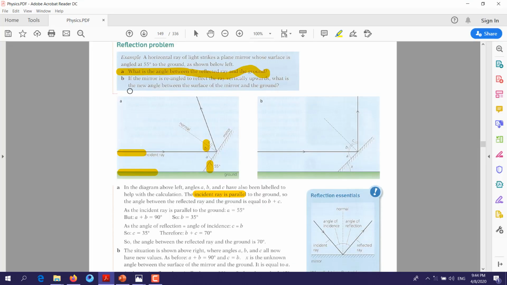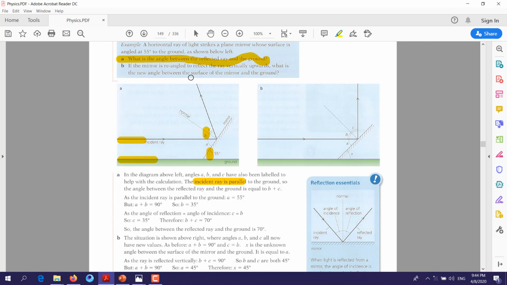If the mirror is re-angled to reflect the ray vertically upwards, what is the new angle between the surface of the mirror and the ground? Here it's just the same question but in the opposite way. Before, they gave us this angle and asked us to find this one. But now it's opposite. They are asking us to find this angle.